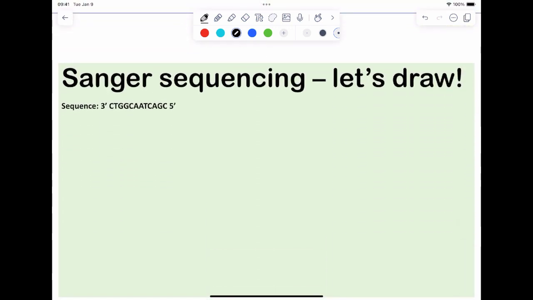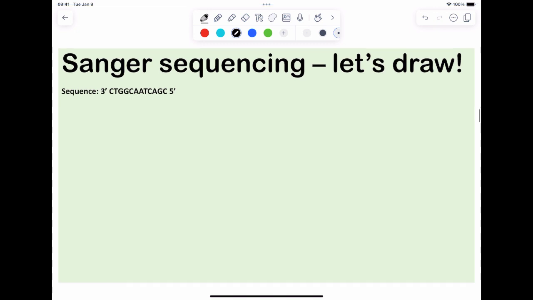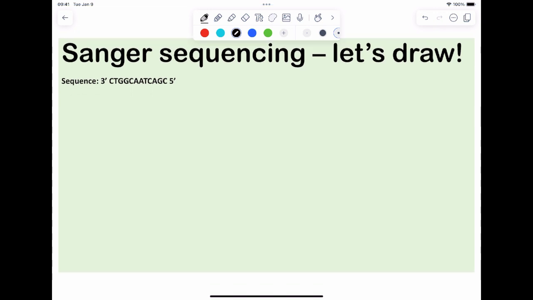So let's draw this old-fashioned Sanger sequencing. So what I would do to demonstrate how this would work. So that's the sequence. Remember that we always replicate onto the 3', into an exposed 3' end. So everything I'm going to be drawing is going to be backwards. So the 5' end I'm going to put on the left, 3' end on the right.